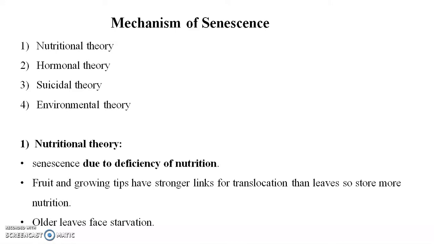Then, mechanism of senescence. There are four mechanisms of senescence. First is the nutritional theory, second is the hormonal theory, third is the suicidal theory, fourth is the environmental theory. The first one is the nutrition theory. This is due to the deficiency of nutrition. Fruit and growth tip have a strong link for translocation compared to leaves, so they store more nutrition. Older leaves face starvation, so they fall down.